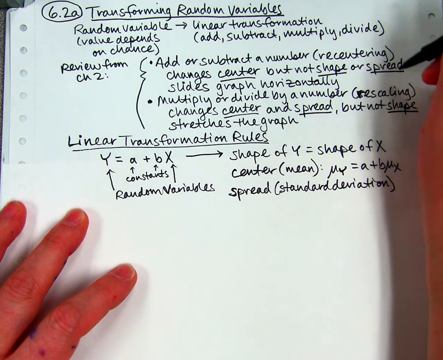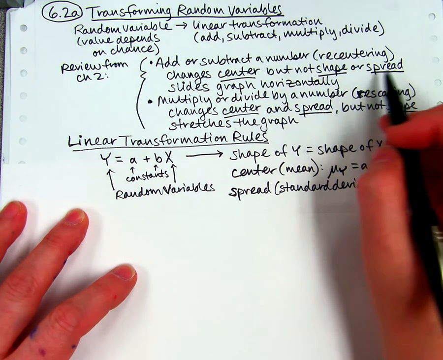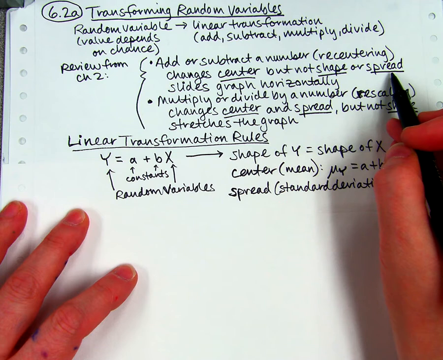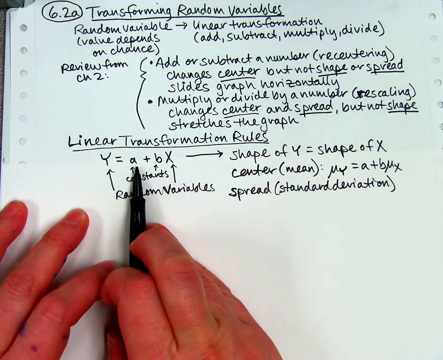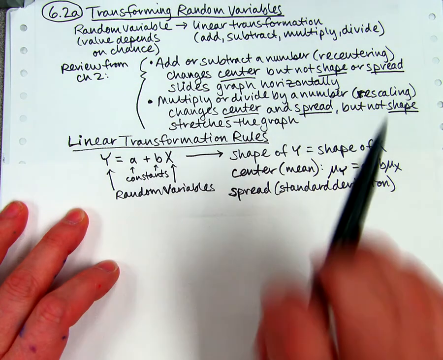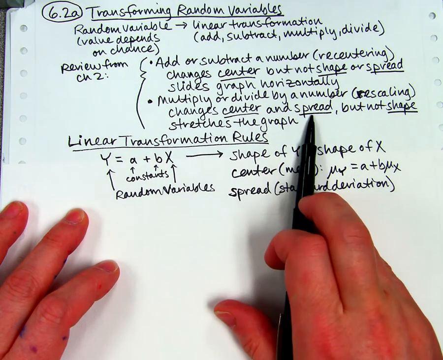So let's look at where we wrote spread up here. The adding and subtracting does not change the spread. That plus a thing is not going to be in the spread formula because it doesn't make a difference to the spread of the data. But the multiplying does change the spread.